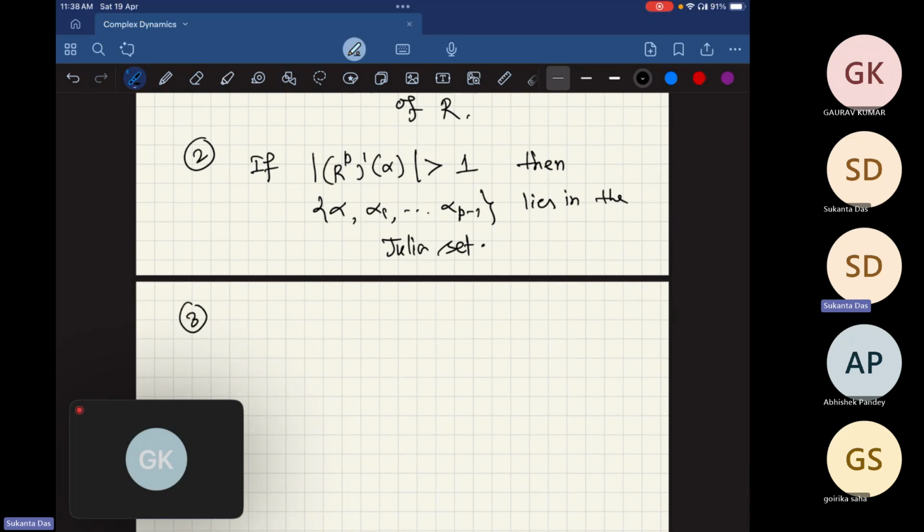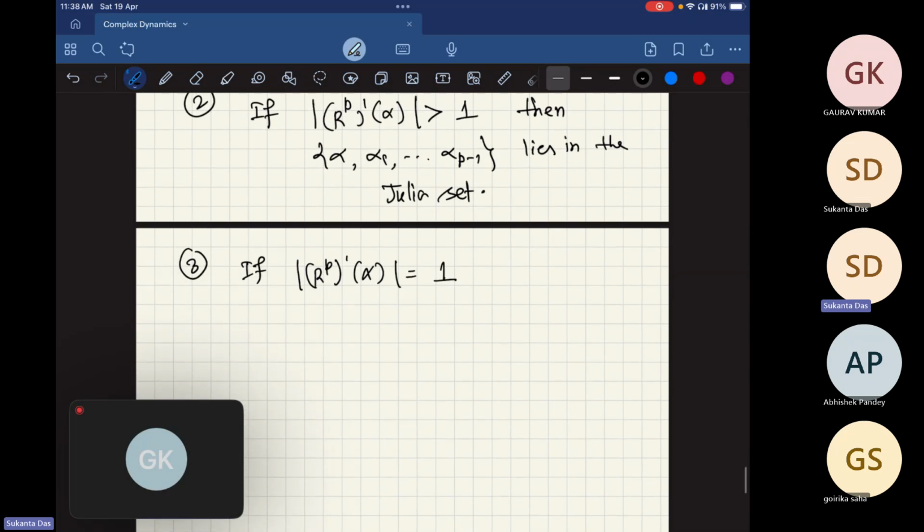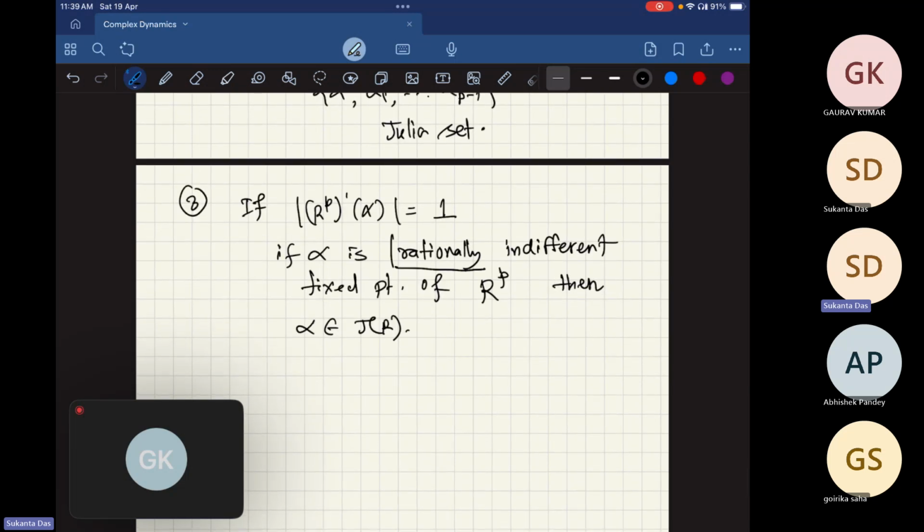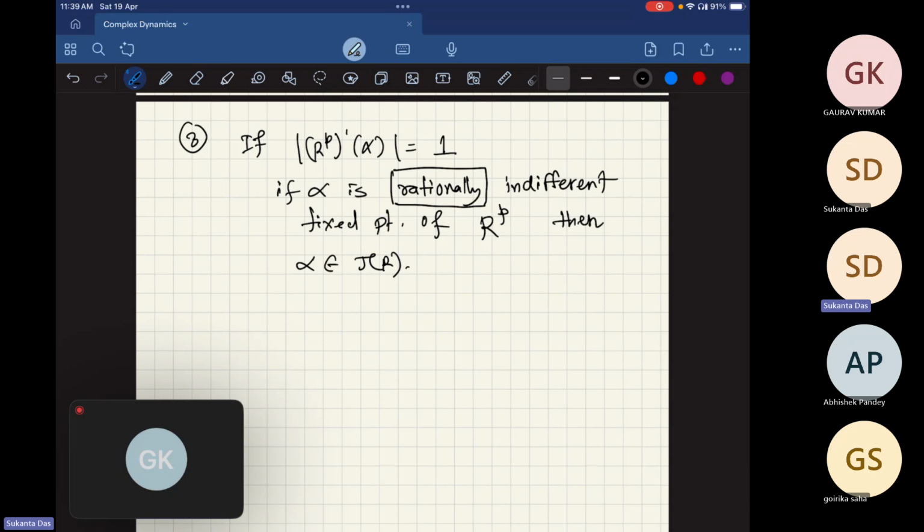The complexity comes when we talk about indifferent fixed points. So in this case, R^p derivative at alpha is 1. There, we know that there are two possible cases: when it is rationally indifferent, and when it is irrationally indifferent. So for rationally indifferent points, if alpha is a rationally indifferent fixed point of R^p, then alpha lies in the Julia set of R. But we don't have any definite answer for the irrationally indifferent case. So it sometimes lies in the Fatou set and sometimes it lies in the Julia set.